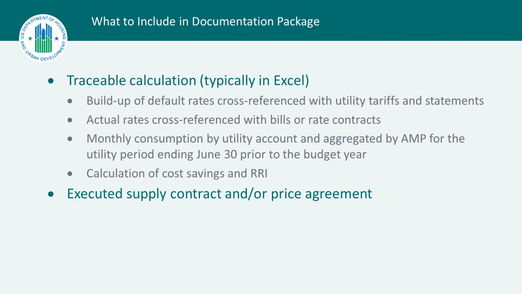Typically, supporting documentation will include a traceable calculation provided in an Excel workbook that provides calculated default rates, actual rates, monthly consumption values, baseline consumption if claiming a rate reduction incentive with energy performance contracting, and calculation of cost savings and rate reduction. Any fully executed supply contracts, and if applicable, the original HUD rate reduction incentive approval letter and/or energy performance contract approval letter should also be provided.